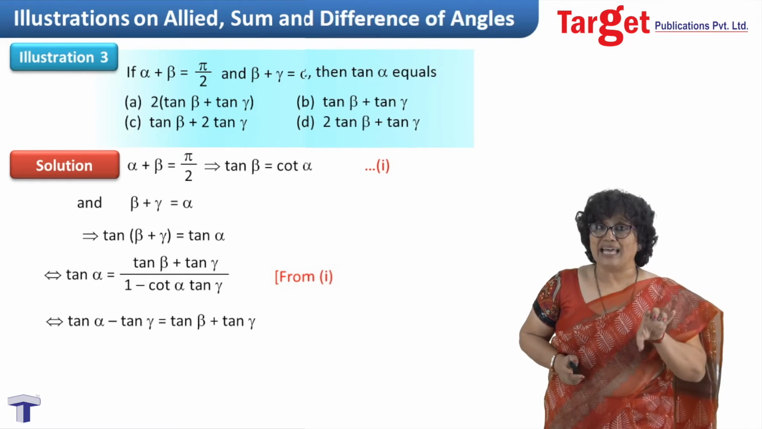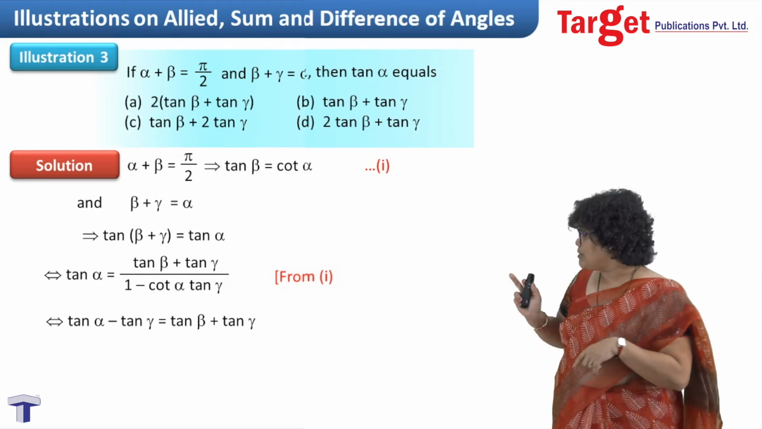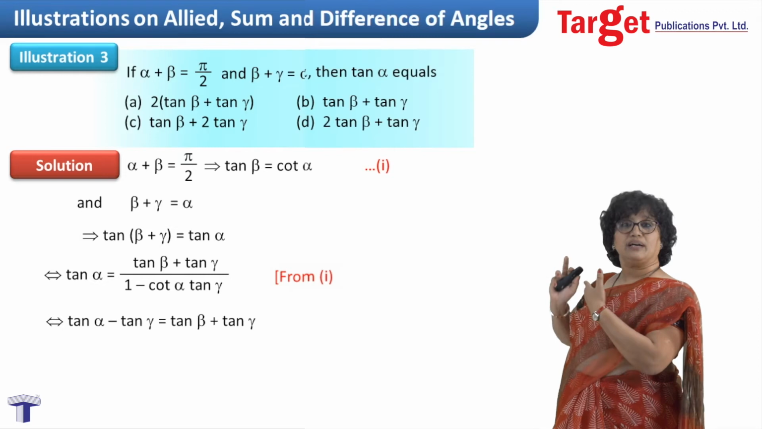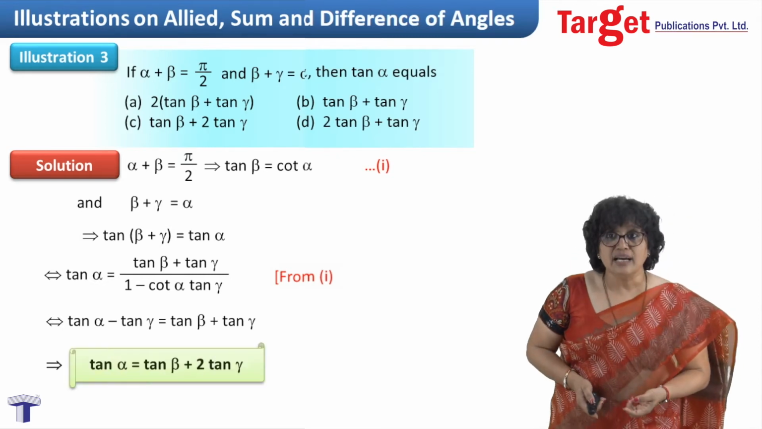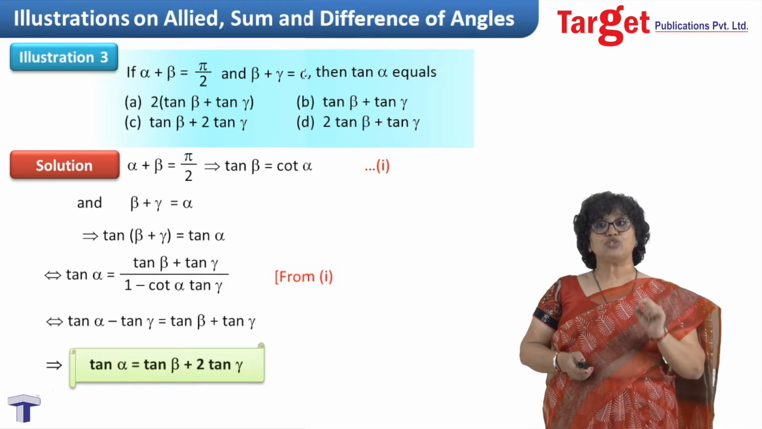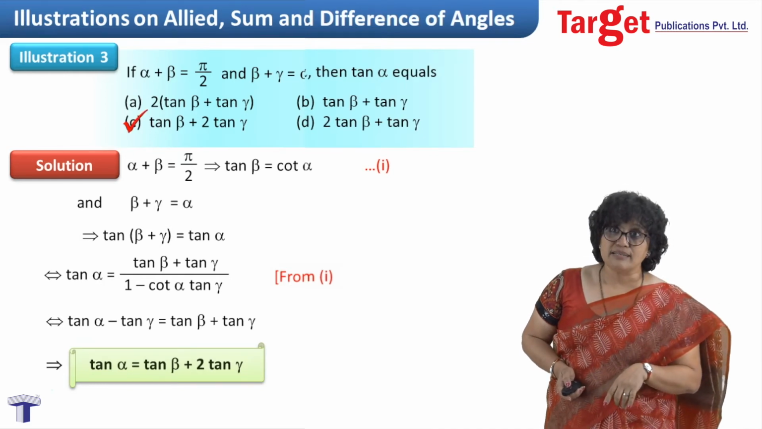Now we want the answer for tan α. So what will you do? Obviously that minus tan γ will have to be written on the other side with a plus sign. And hence tan α I get as tan β plus 2 tan γ. And the correct option is C.